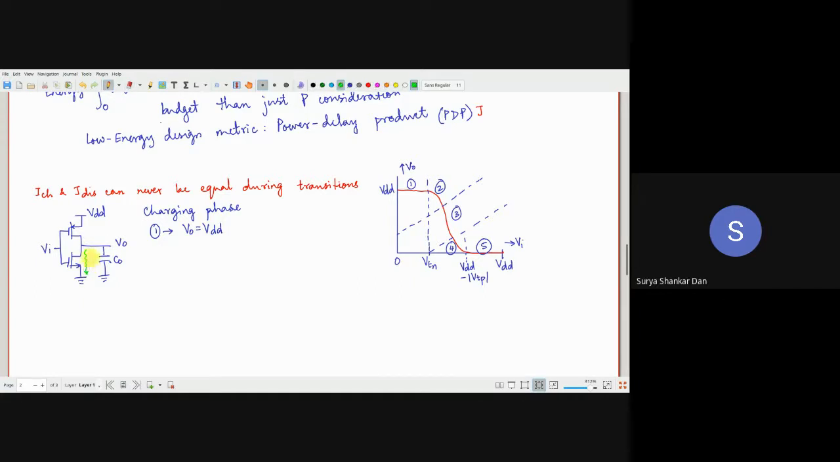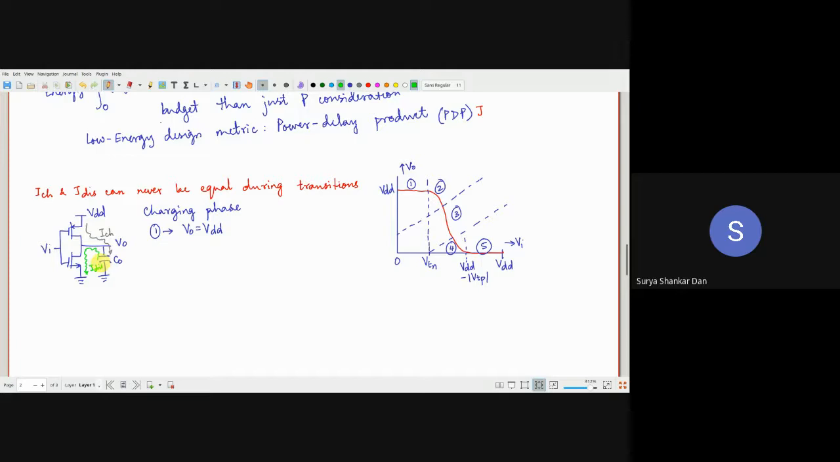If there is a leakage current, then you might expect that the VO will slowly reduce, because this is a current which flows from the output node. So the VO should be decreasing from VDD. The answer is no. Why? Because this leakage current is definitely much lower than the charging current. So let me draw the charging current like this. This is your ICH and this is your I discharge.